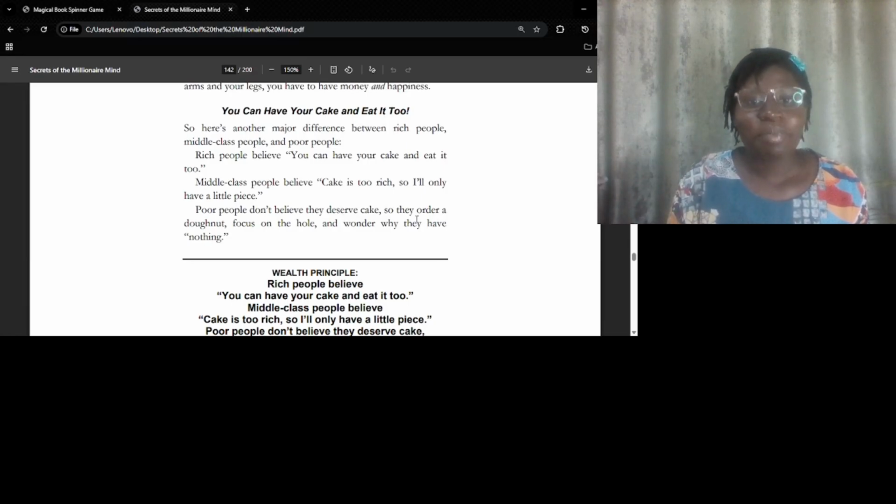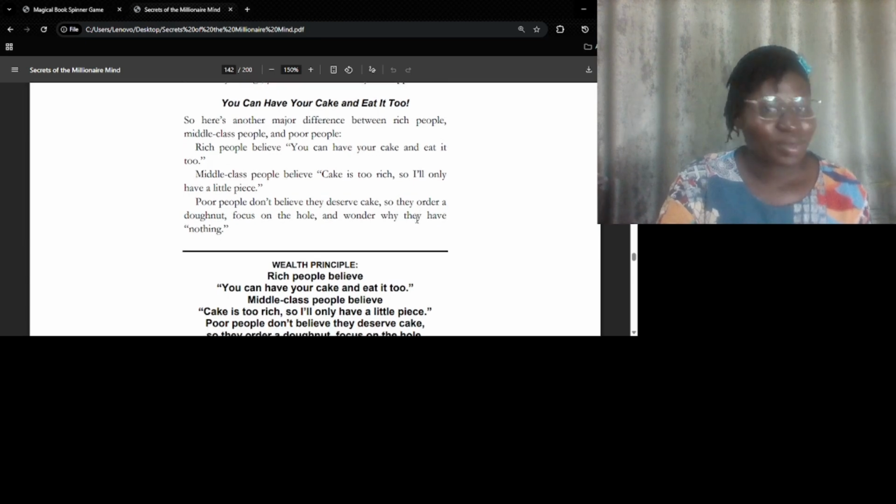So here's another major difference between rich people, middle class people, and poor people. Rich people believe you can have your cake and eat it too. Middle class people believe cake is too rich, so I'll only have a little piece. Poor people don't believe they deserve cake, so they order a donut, focus on the hole, and wonder why they have nothing. This speaks volumes. We shall come back there.